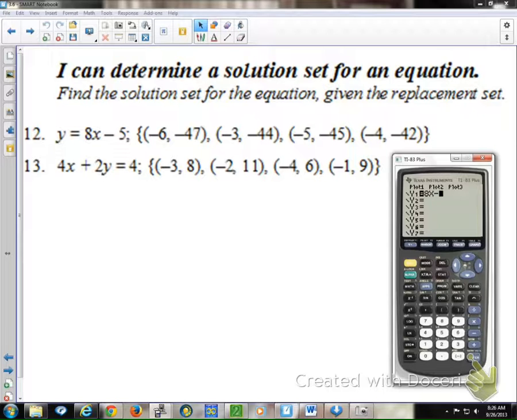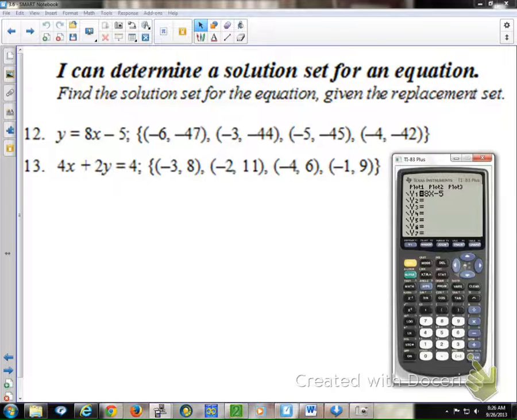8x minus. Where you X at? X is the button right under mode. Where's that at? Second column. I found it. It's one of the top left buttons. It's got X, T. It's next to the green alphabet.